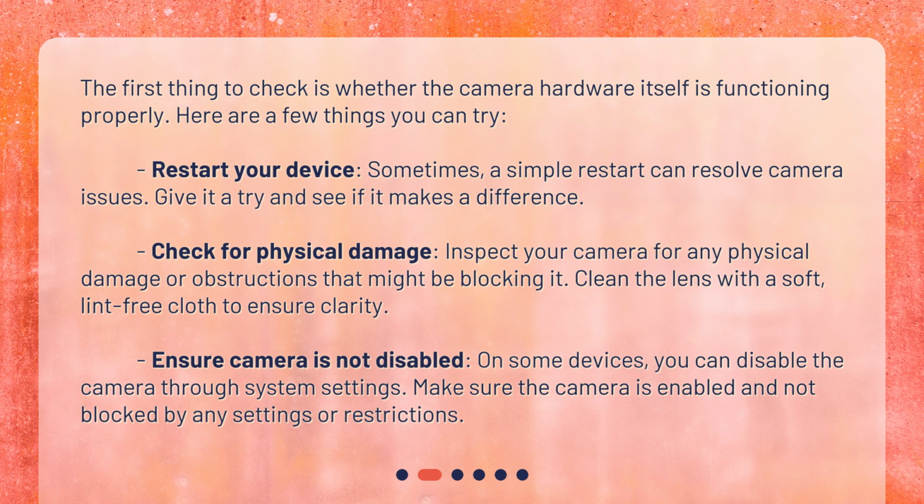Check for physical damage. Inspect your camera for any physical damage or obstructions that might be blocking it. Clean the lens with a soft, lint-free cloth to ensure clarity. Ensure camera is not disabled. On some devices, you can disable the camera through system settings. Make sure the camera is enabled and not blocked by any settings or restrictions.